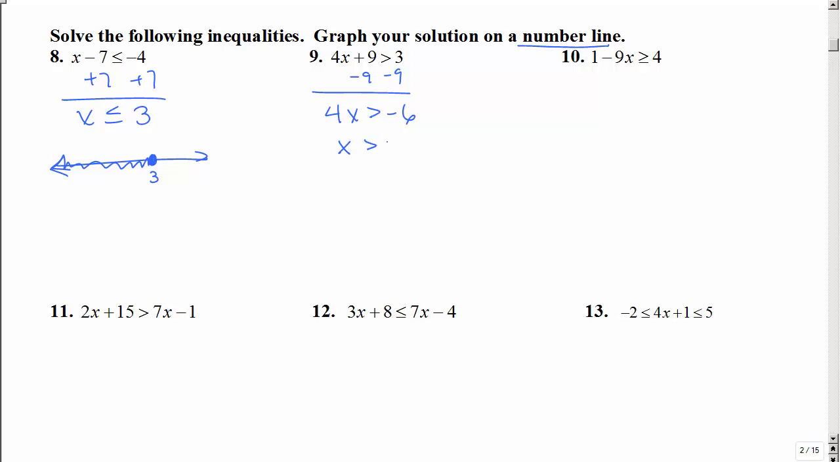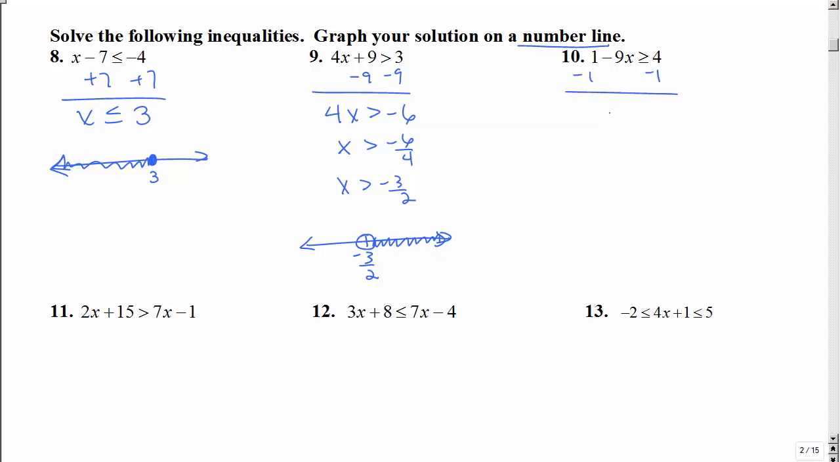I'm going to divide by 4, and I'm going to reduce that to negative 3/2. So we have x is greater than negative 3/2. So not greater than or equal to, so an open circle, and then shading to the right for greater than.